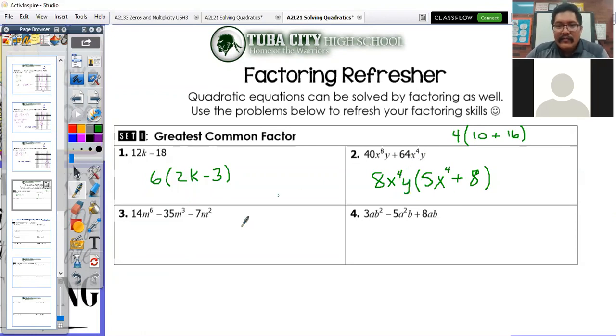All right, so number 3, 14, 35, and 7. Now that's a pretty easy one because they all divide by 7. But the important thing with this one again is how many m's can I take away from everybody? Well, you might be thinking, what if I take 3 m's from everybody? So this guy can pay 3 m's. This guy can pay 3 m's, but this last guy cannot.